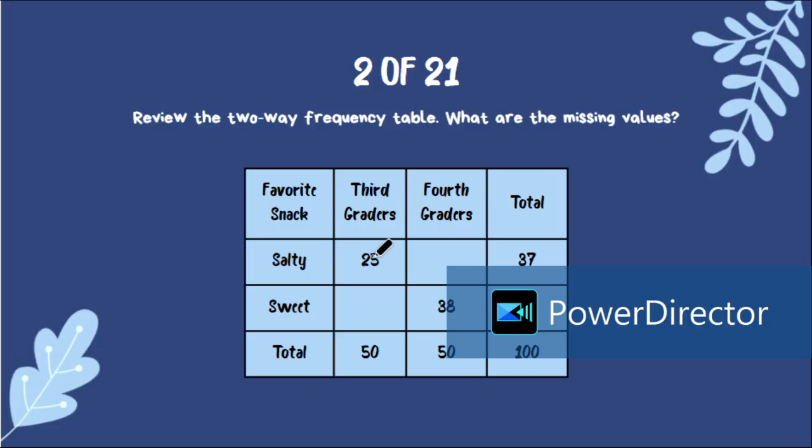Okay. So we know that there's 25 third graders and that there's going to be 37 total. So this would be the same as doing 25 plus something, we'll call it x, is going to be equal to 37. And if we're going to solve for x, then we'd subtract 25 from each side to find out what x equals, right? So x equals 37 minus 25. I'm going to use my calculator because I don't trust myself.